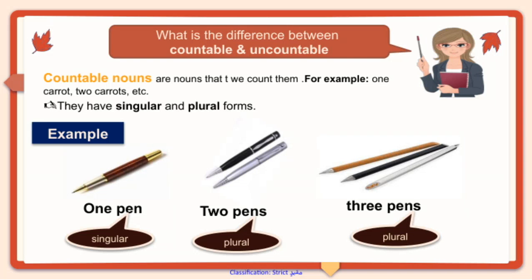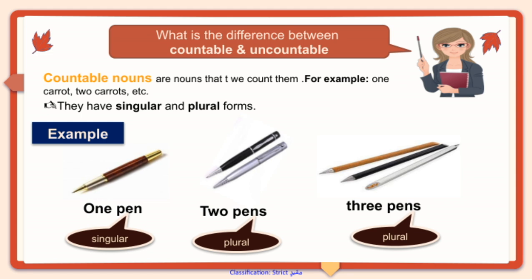Let's take a closer look at nouns and specifically focus on whether they are countable or uncountable. On this slide, you'll see the word plural written twice and then singular. This is to illustrate how nouns change form depending on whether we are talking about one item or multiple items. For example, 3 pens shows the plural form, while 1 pen is singular. When we're talking about countable nouns, these are nouns that we can actually count. For instance, 1 carrot, 2 carrots, and so on. They have clear singular and plural forms, which makes it easier to quantify them.